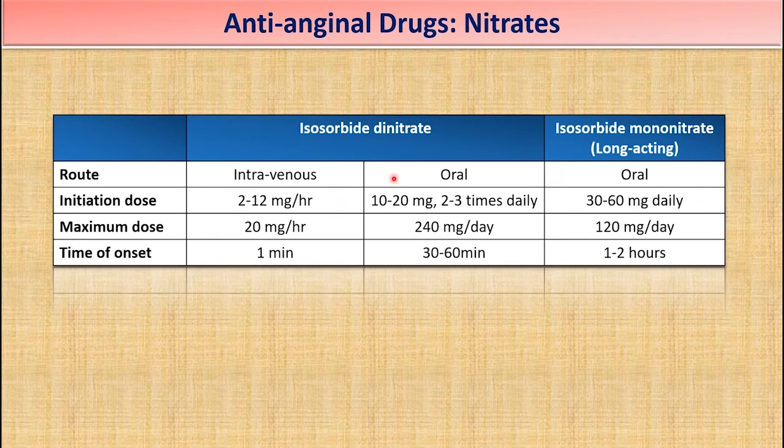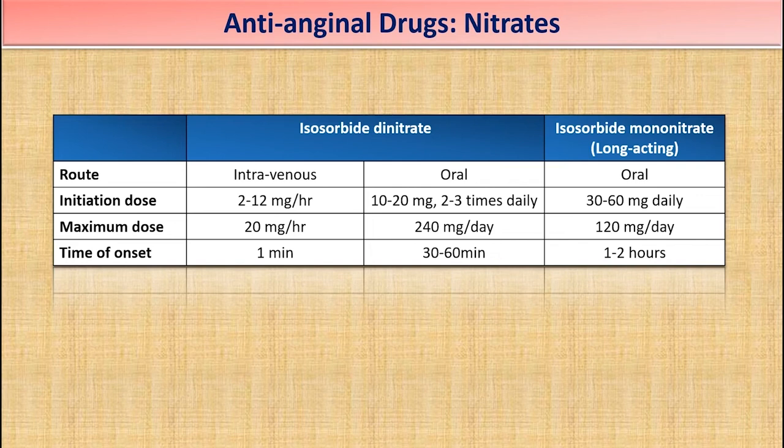For the tablet isosorbide dinitrate, best represented by your tab Isodil, it is commonly given in 10 mg TDS dosing. Again, the onset of action will be most rapid when given IV, which is within 1 minute. For the oral tab Isodil, the onset of action will be around 30 to 60 minutes.